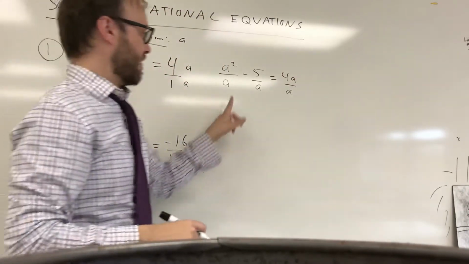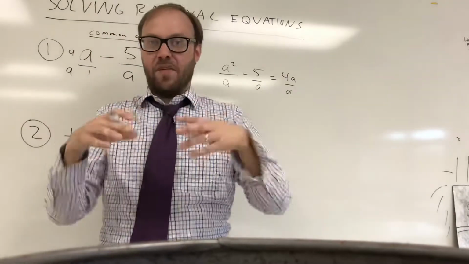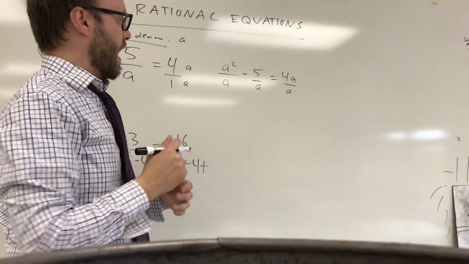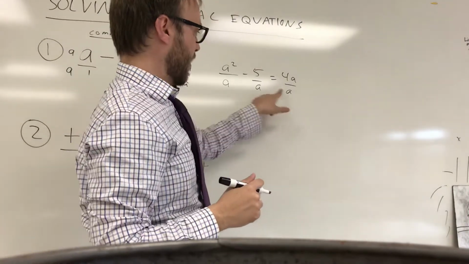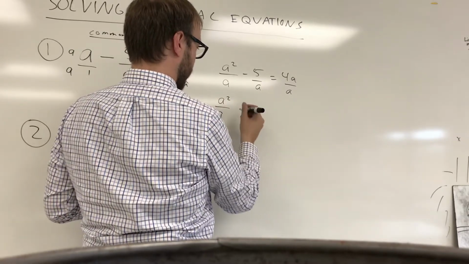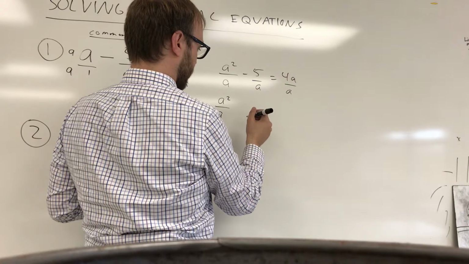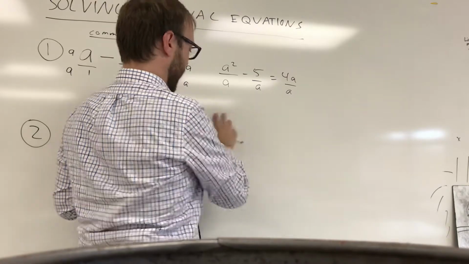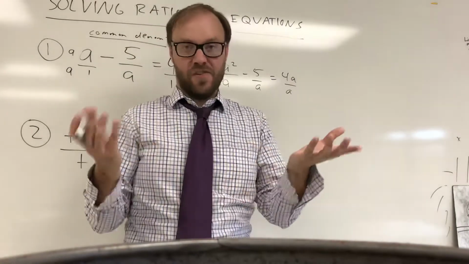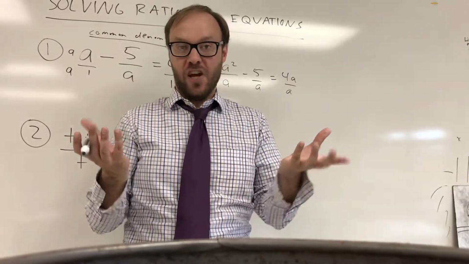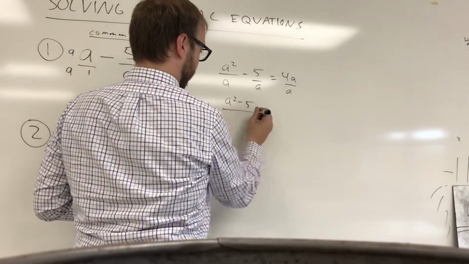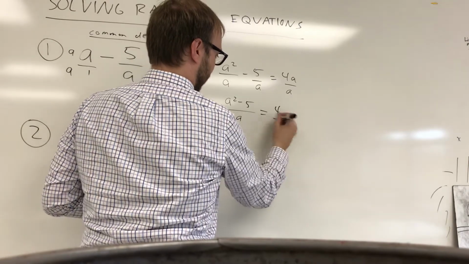And now, because I have common denominators, I can add my fractions just like I normally would, or subtract my fractions like I normally would. Actually, I'm not going to move everything over to the right-hand side. I'm going to go ahead and combine these together. So we have a common denominator here and we're subtracting. If you think about how you add or subtract fractions with common denominators, you add the numerators, the denominators stay the same. So you're going to get A squared minus 5 all over A is equal to 4A over A.